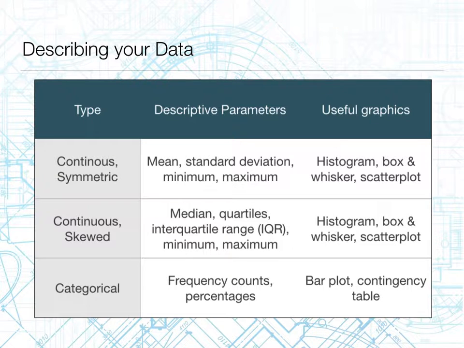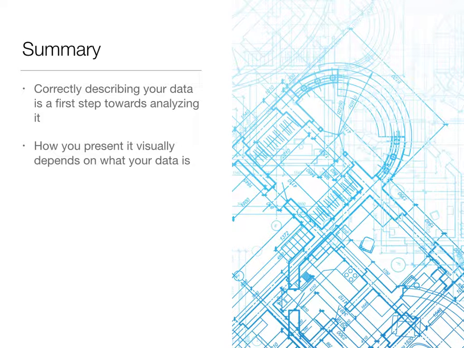One more summary table. For symmetric continuous data, mean and standard deviation are the descriptors of choice, and you can use histograms, box and whisker, and scatter plots for display. For skewed data, the same general principles, but then you'd use medians and quartiles. Finally, for categorical data, frequency counts and percentages are the choice descriptors, with bar plots and contingency tables for graphic display. Correctly describing your data will help you both with planning your future analysis and with finding efficient and accessible ways of presenting your data visually.